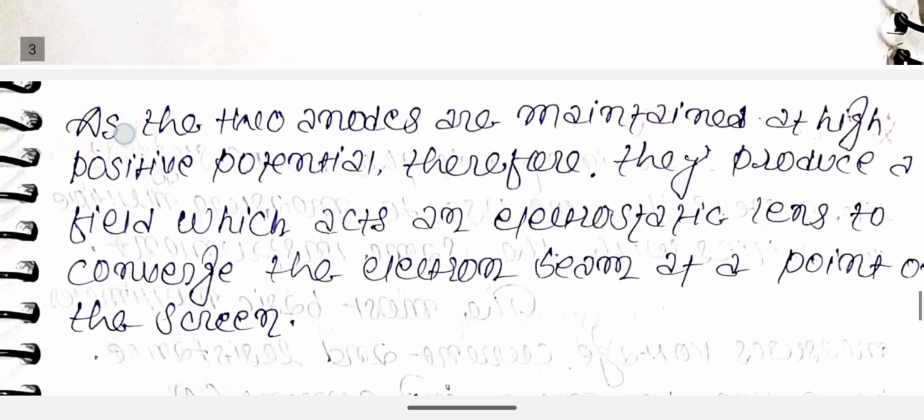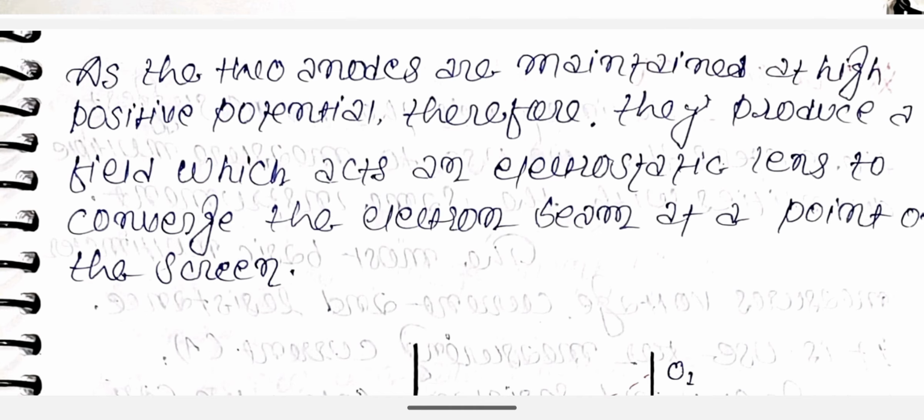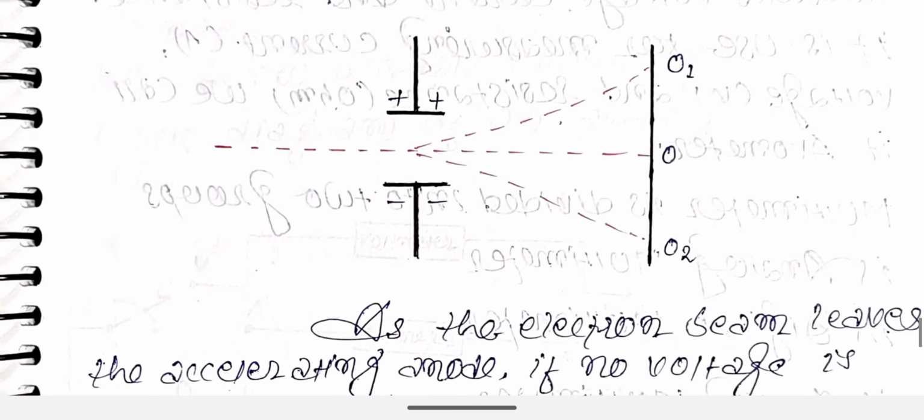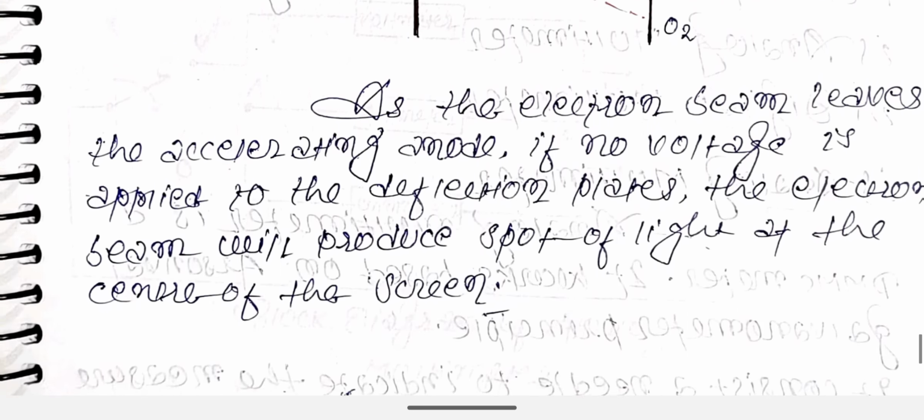As the two anodes are maintained at high positive potentials, they produce a field which acts as an electrostatic lens to converge the electron beam at a point on the screen. This is the figure, friends. As the electron beam leaves the accelerating anode, if no voltage is applied to the deflection plates, the electron beam will produce a spot of light at the center of the screen.